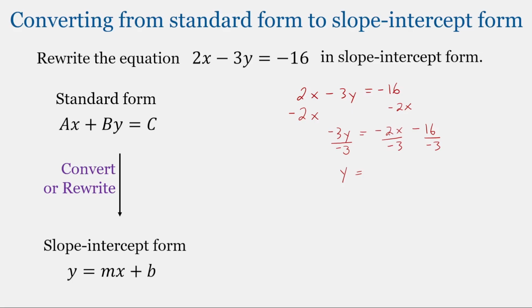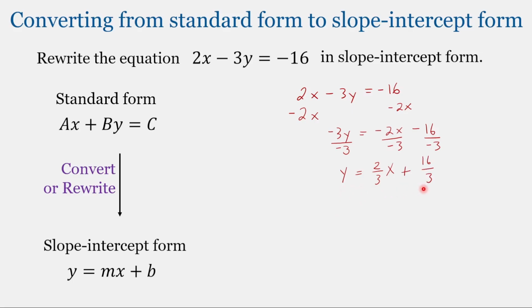So we now have negative 2 divided by negative 3. Well, that's a positive 2/3. So we have 2/3 x. And then negative 16 divided by negative 3. Well, that doesn't simplify down at all. We're going to end up with plus 16/3.